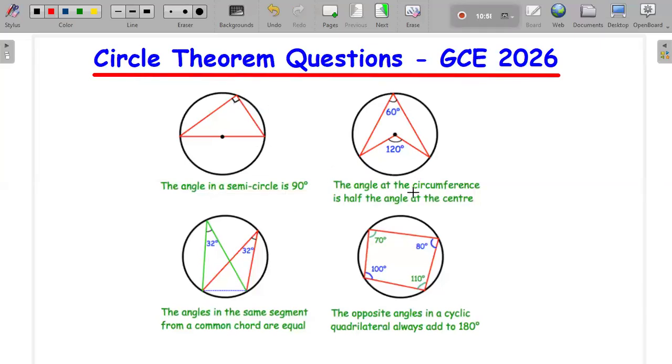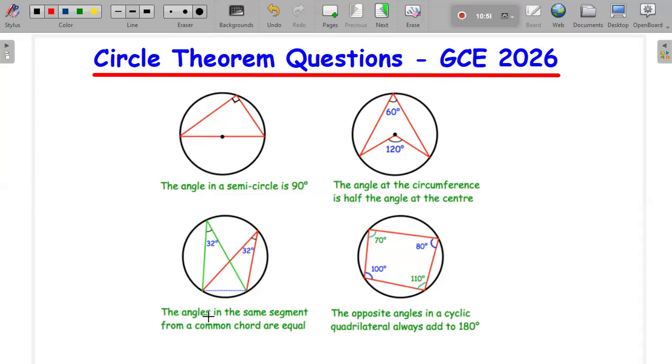That's what it's saying. Then this one here is telling us that the angle at the circumference is half the angle at the center. The angle at the center, in this case, is 120. So 120 divided by 2 gives us what? 60. So the angle at the circumference is going to be half the angle at the center.